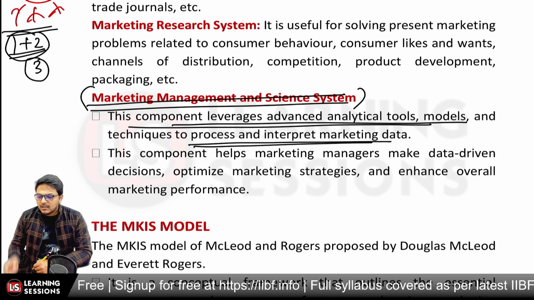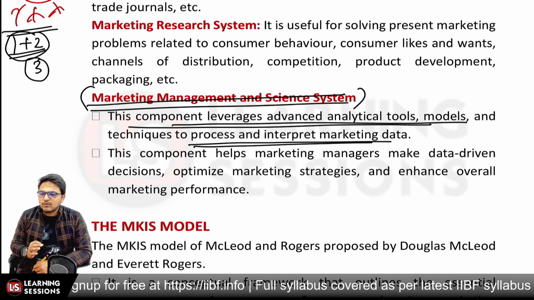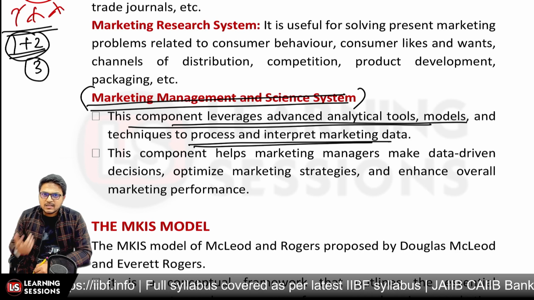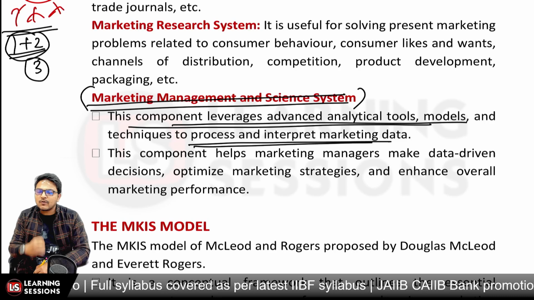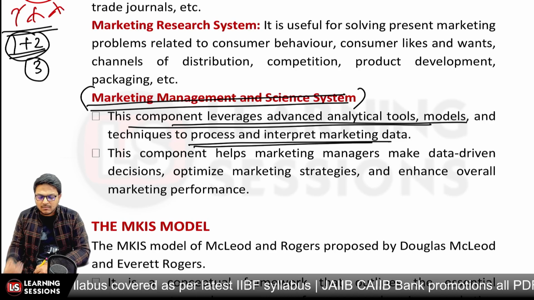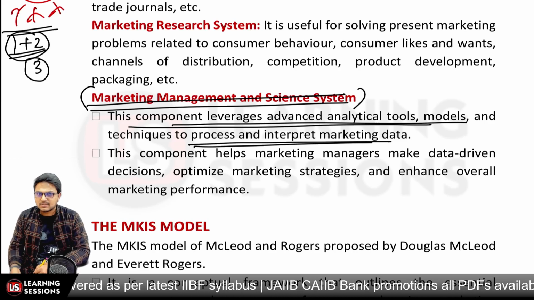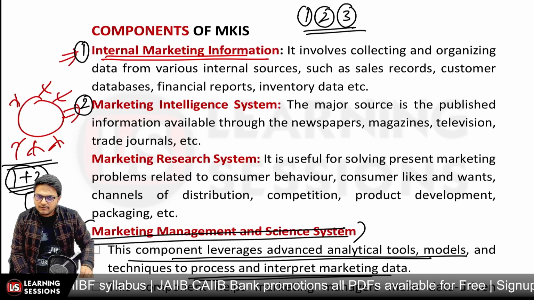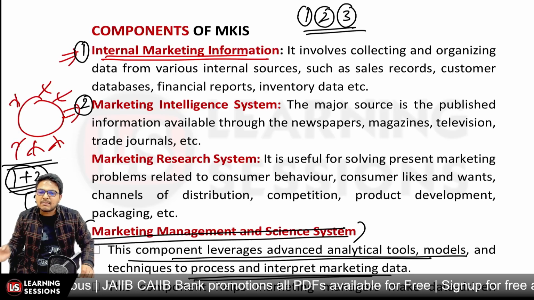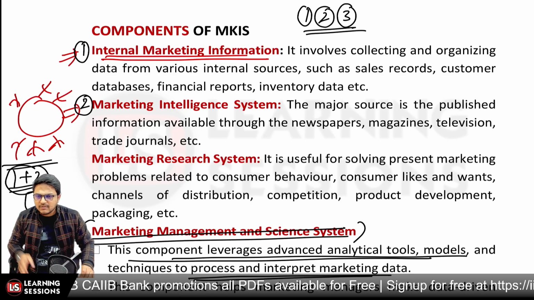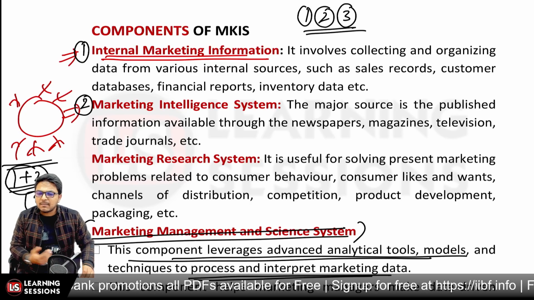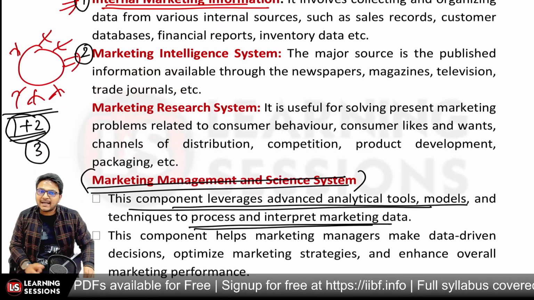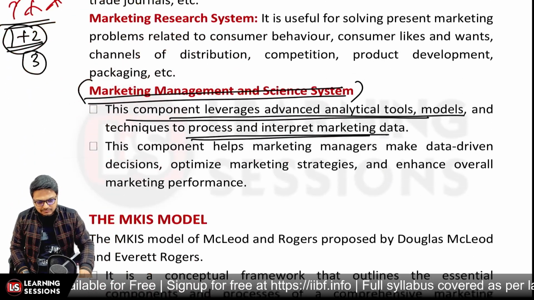And that is why this tool is said to be data driven decision making, because it is enhancing the overall marketing mechanism. Overall marketing performance is enhanced due to this. So these are the four components. One is the internal marketing information. Second, that is external, the market intelligence system. Third is related to gathering and getting the preferences, that's the marketing research system. And the fourth one is the management and science system, right?